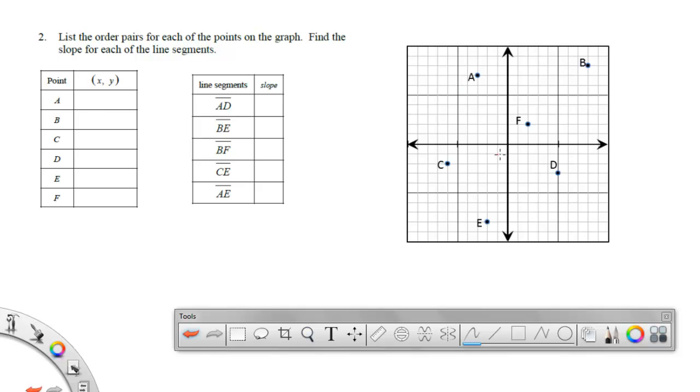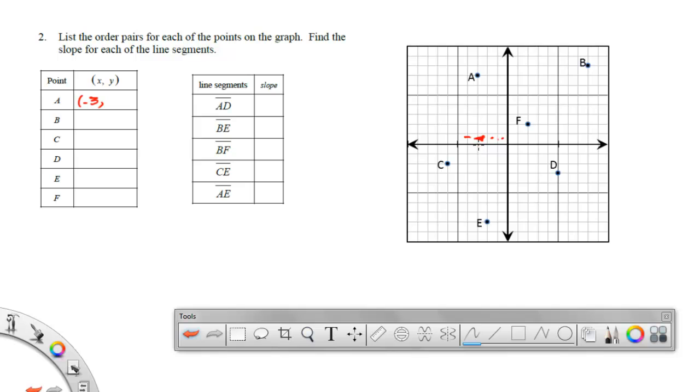So if I look at A, on the x-axis I count over. I count the squares, not the tick marks. So 1, 2, 3. So that is going in the negative direction, right? So that's a -3.